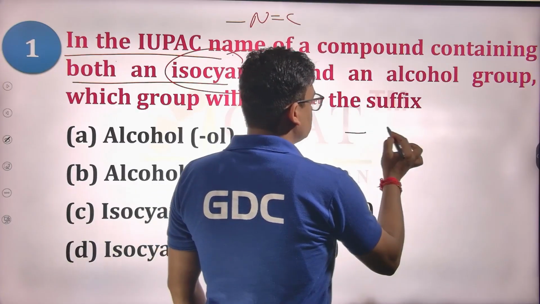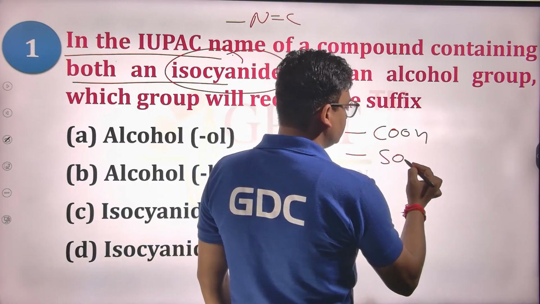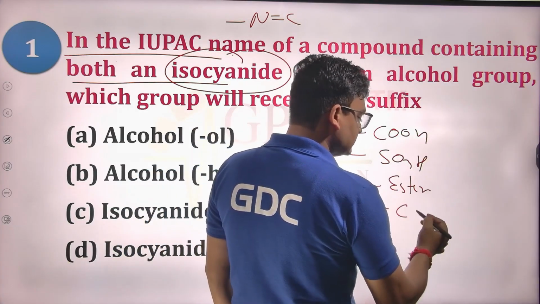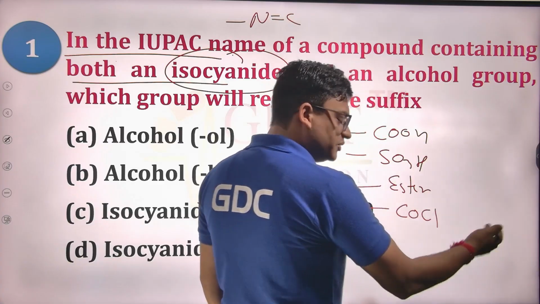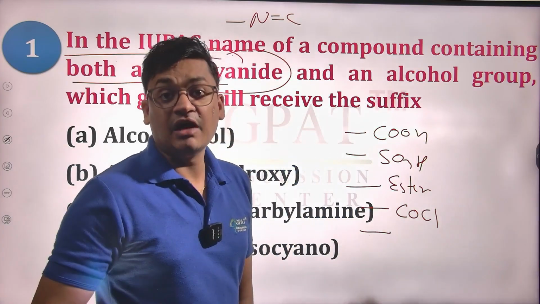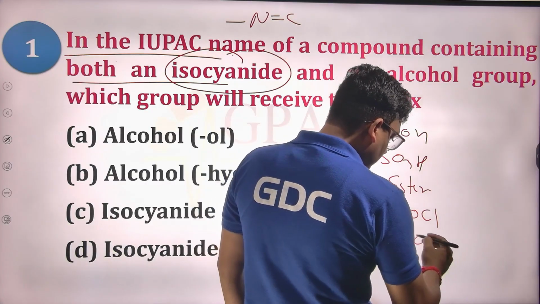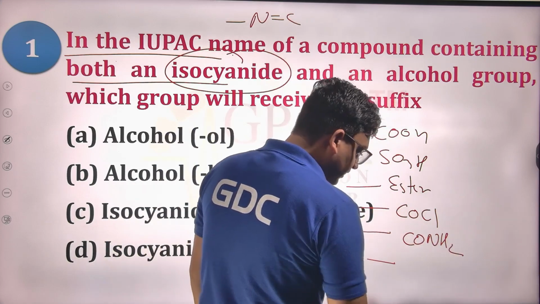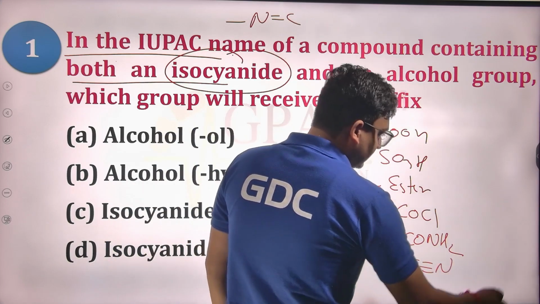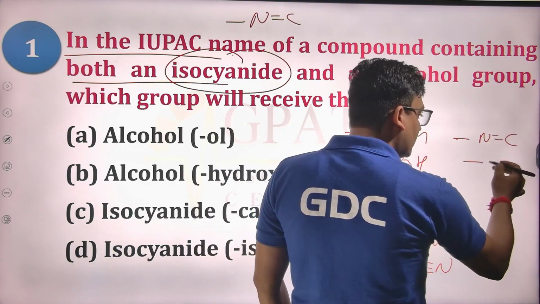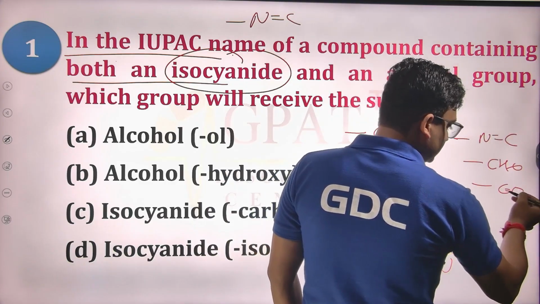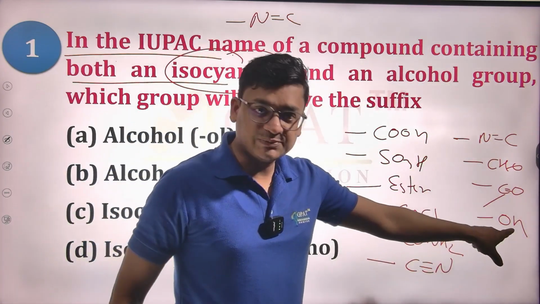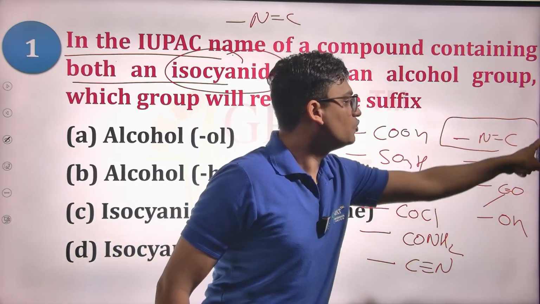Now, as we all know, the highest priority is given to carboxylic acids, then sulfonic acids, and later on we have esters, then acid halides, it could be chloride, bromide, or any other halide. After that we have acid amides, and then we have aldehyde, oh my bad, after amide we have C triple bond N, that is nitrile, and after that N double bond C, and then CHO, and C double bond O, that is ketone groups, and later on we have alcohol. So we can clearly see that alcohol's priority is lower than NC, that is also known as the isocyanide group.